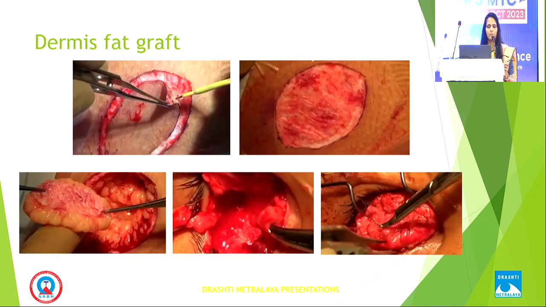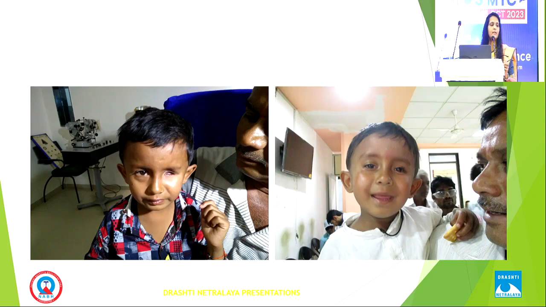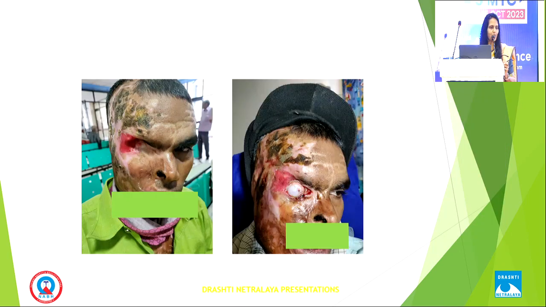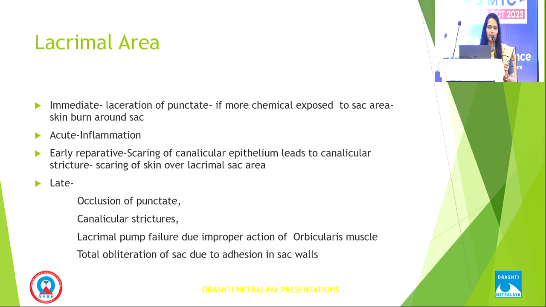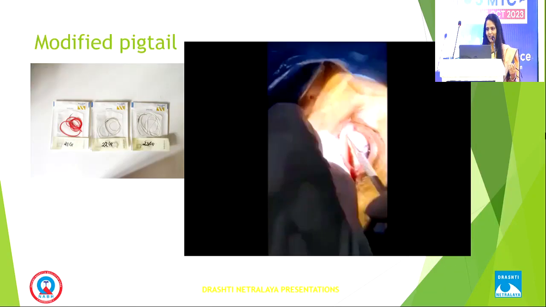fornix with amniotic membrane. With this dermis fat graft we have put in this patient, then we did canthotomy, and this is the gratifying result we may get. But this kind of patient we have to touch sometimes, and that is very, very difficult to manage. Lacrimal area I'll not cover, which is already published, so we can talk later on.